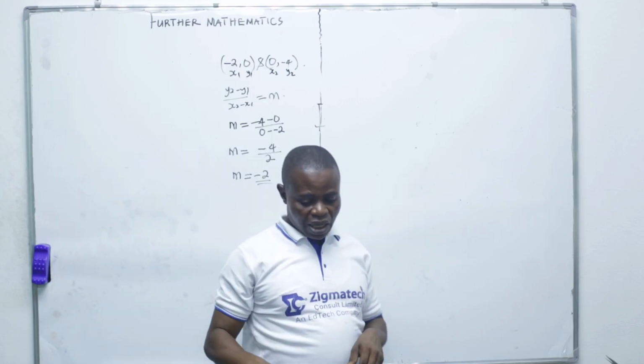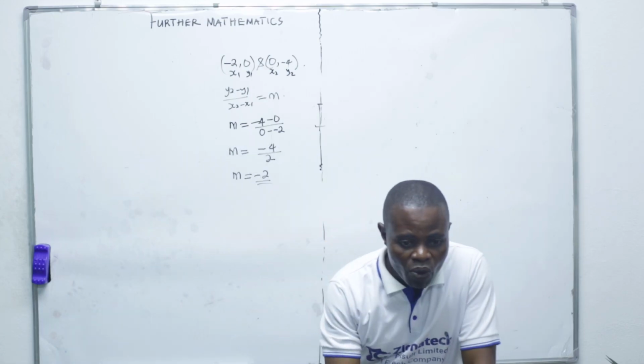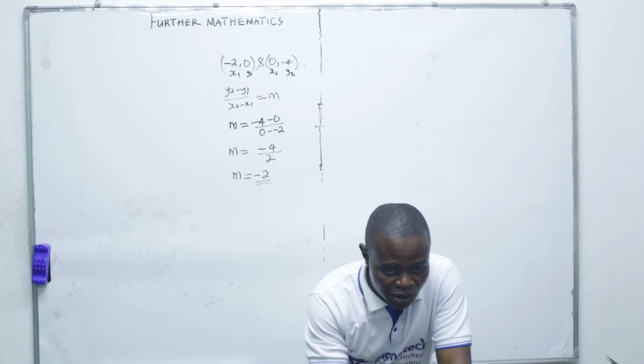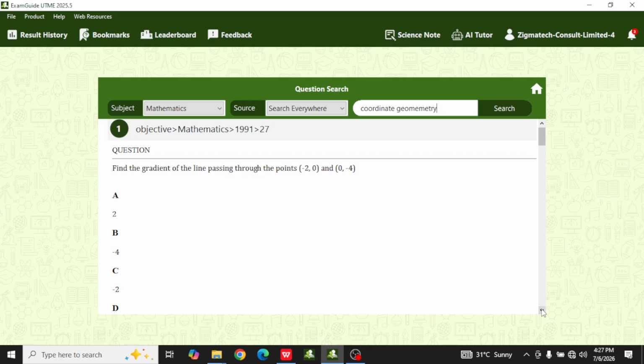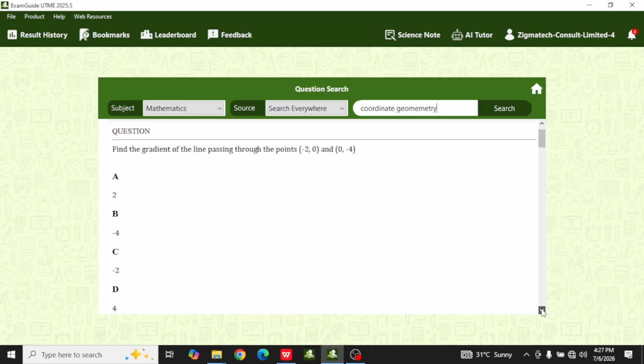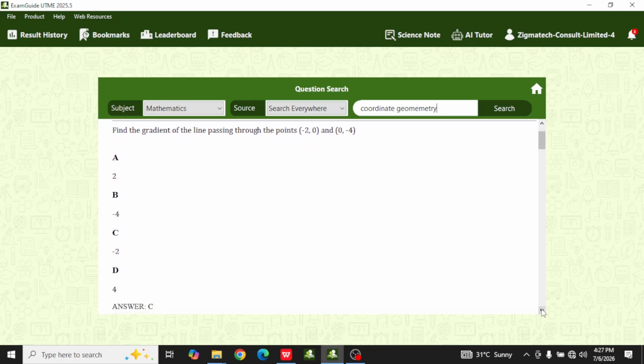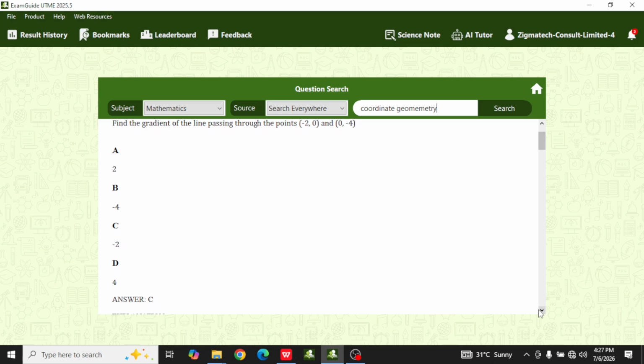Then you check the answer. What is there in the solution? A said 2, B -4, C -2, D 4. And the correct answer is C, -2.